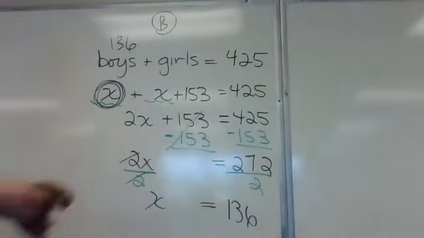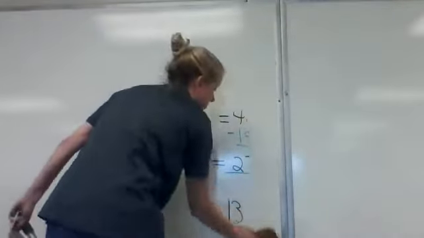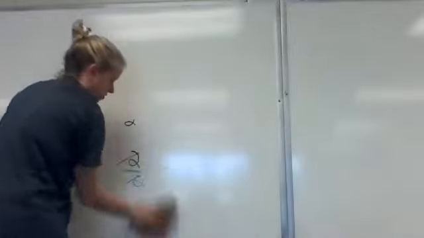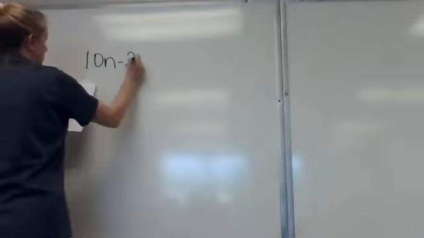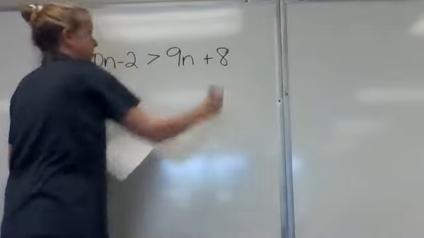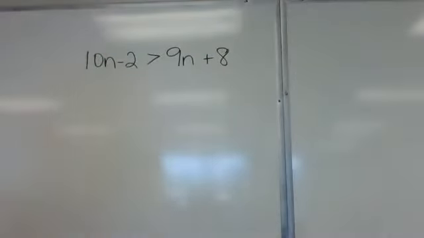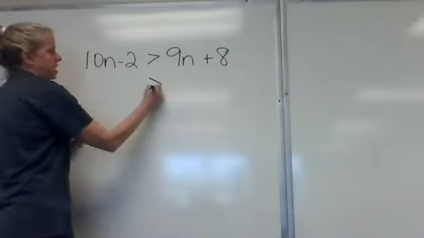All right, number 4. Solve for the variable in the inequality shown below, then graph the solution. So you have 10n minus 2 is greater than 9n plus 8. So just like always, you're just going to bring down your symbol, even though it's not an equal, it's a greater than, but you just want to keep it straight.